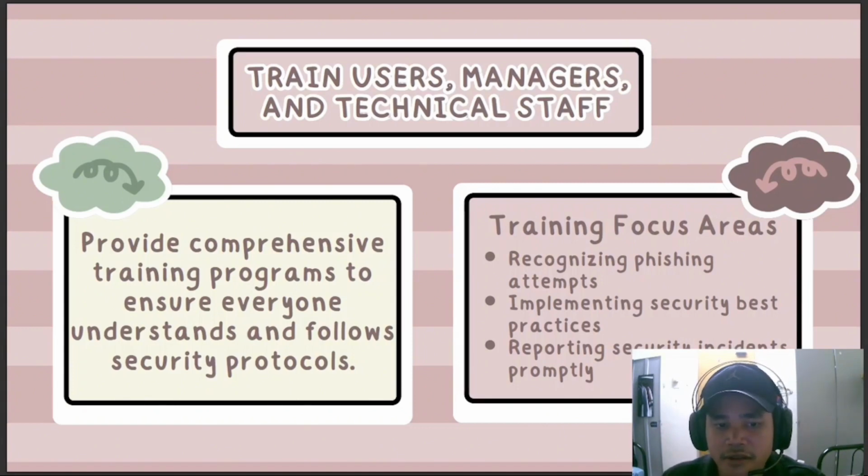This is not just about theoretical knowledge, it's about instilling good habits. Users will learn how to create and manage strong passwords, practice secure browsing, and secure their devices. Managers and technical staff will receive advanced training tailored to their roles, ensuring that security isn't just a checkbox but an integral part of their daily routines. Last but not least is reporting security incidents promptly.